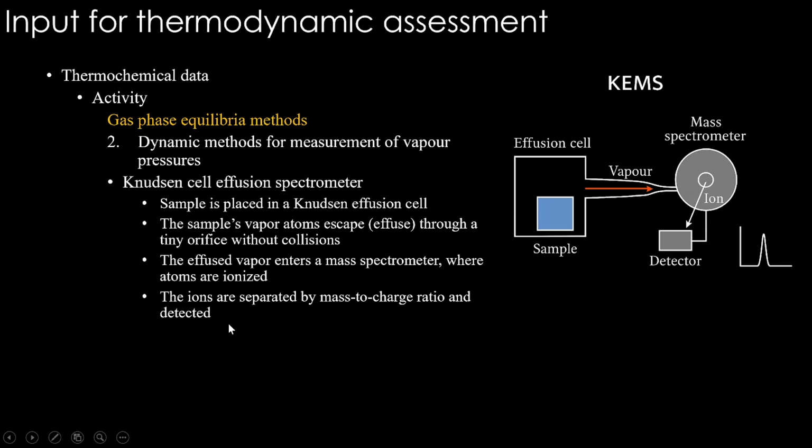What kind of ions are they? Therefore, the ion intensity is proportional to vapor pressure of the species. Okay, this is how vapor pressure is obtained in this. I'm just giving a simple overview of this.